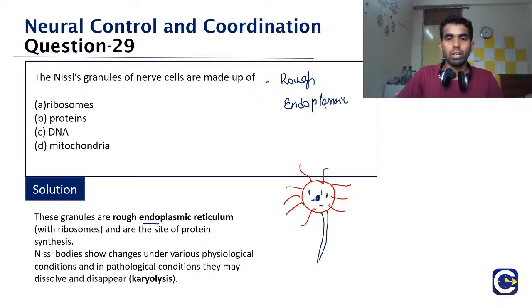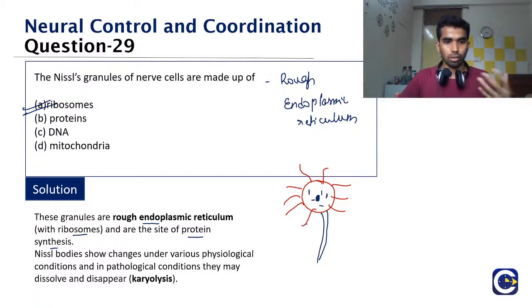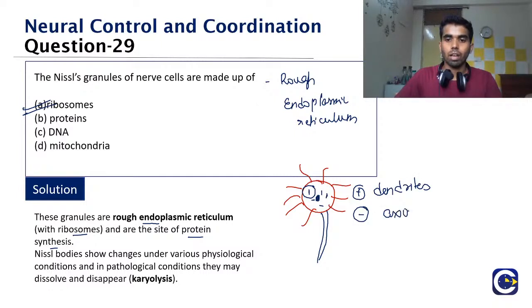Okay, but wait, something more is also there. What is present in the rough endoplasmic reticulum? The endoplasmic reticulum contains the ribosomes also, isn't it? And that is why the next best answer here would be option A, that is the ribosomes. What is the function of the ribosome? It is protein synthesis, and the neurons need to synthesize protein very often, and that is why they contain the specialized granule. And one more point is that the Nissl's granules are present in the dendrites and they are absent in the axon.